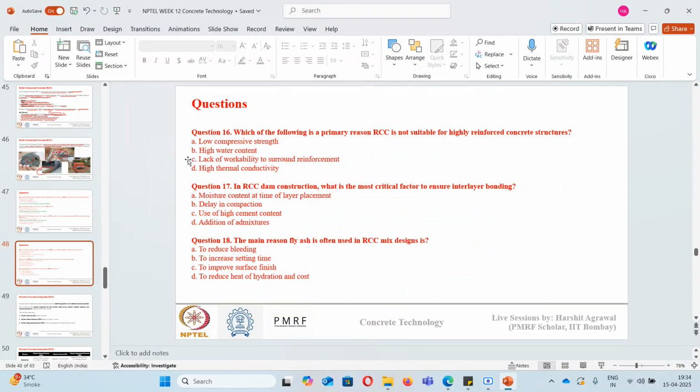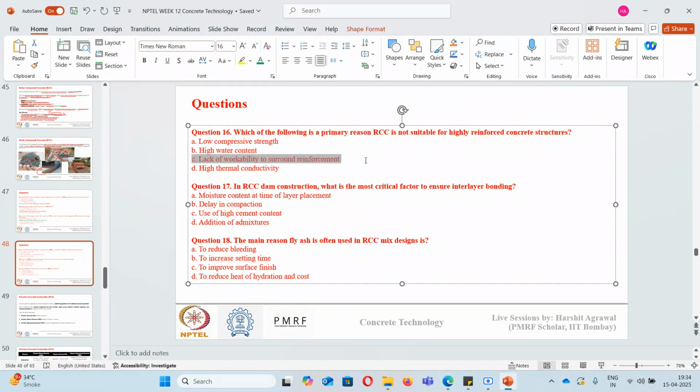Okay, so yes, the correct answer is C. When we talk about RCC, it has very low workability. If the workability is low, what will happen in a highly reinforced system? My concrete will lack the flowability that is needed to properly flow across the dense reinforcement placing. Hence, it is not ideal for reinforced concrete members.